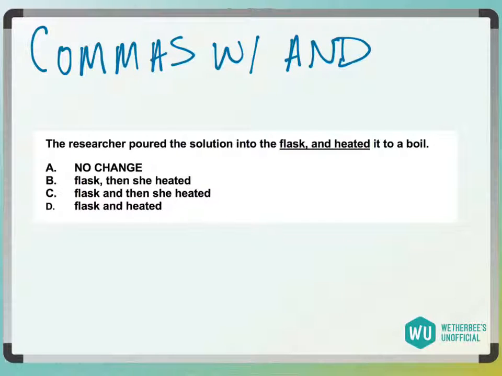All right, so commas with the word and are generally confusing for people, but almost everybody thinks that because we see the word and, we always want to put a comma in front of it. But that's not always the case, right?